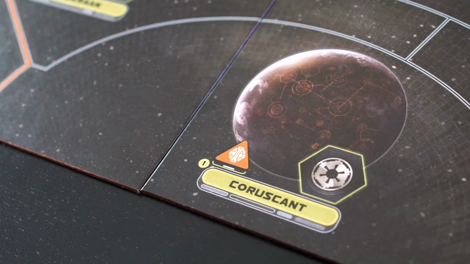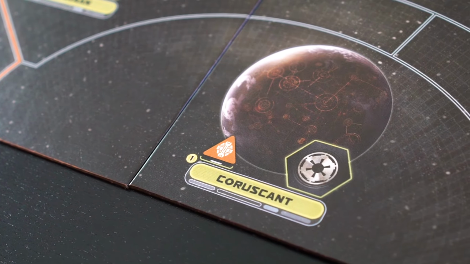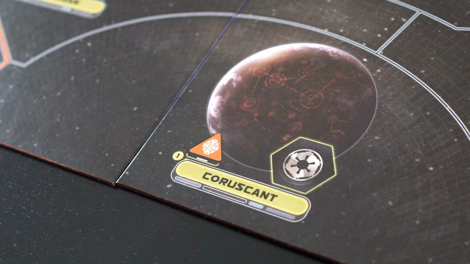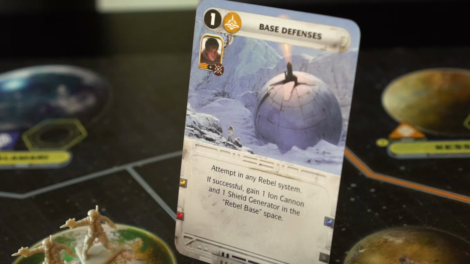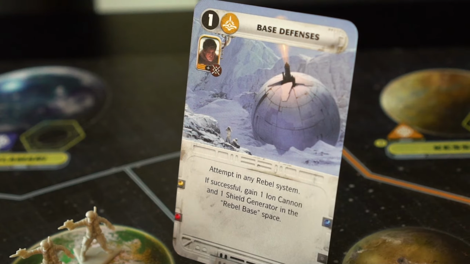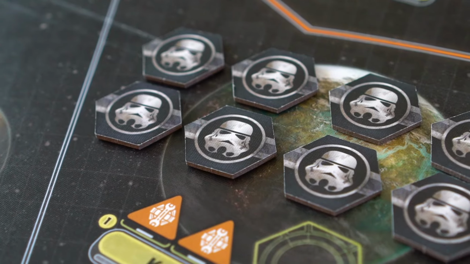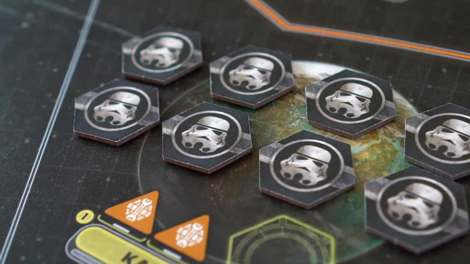Coruscant is a system that is always loyal to the Imperial player, and it cannot gain or lose loyalty. Note, there are some abilities which require loyalty in a system. So that's loyalty. Let's now talk about subjugation.